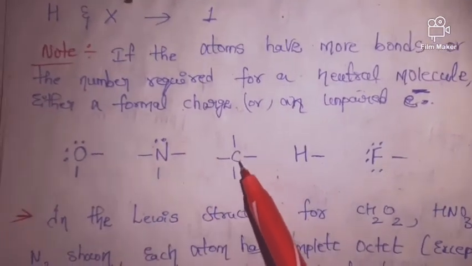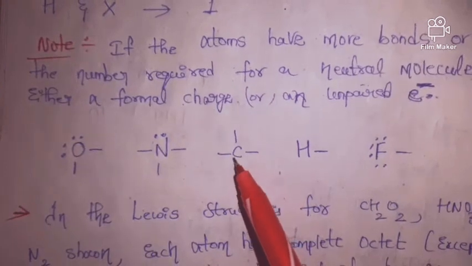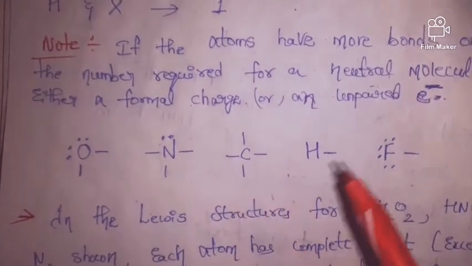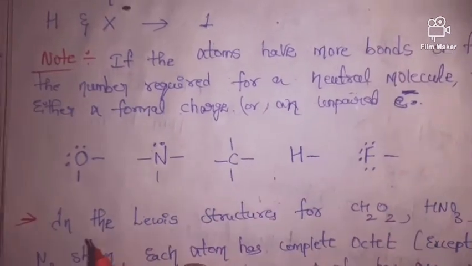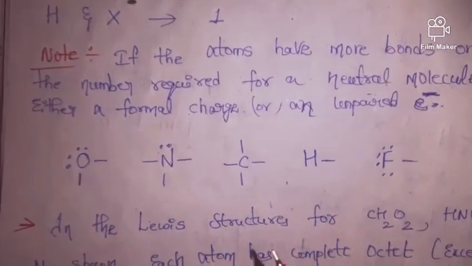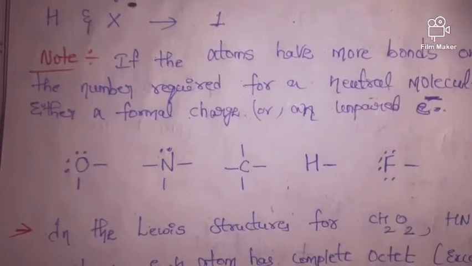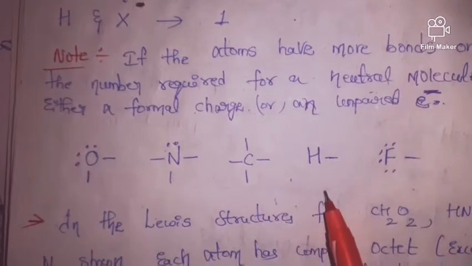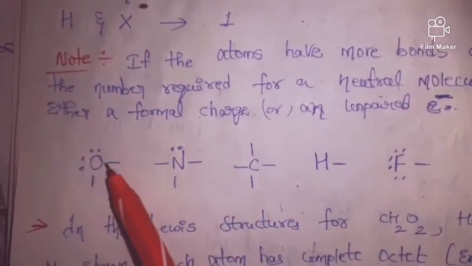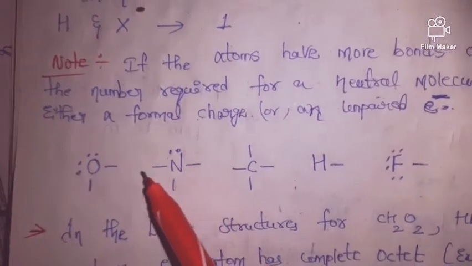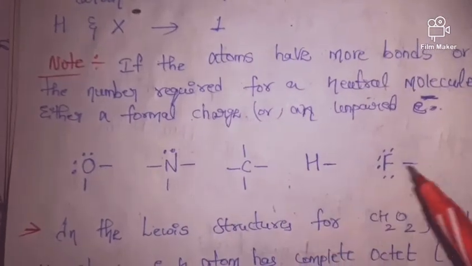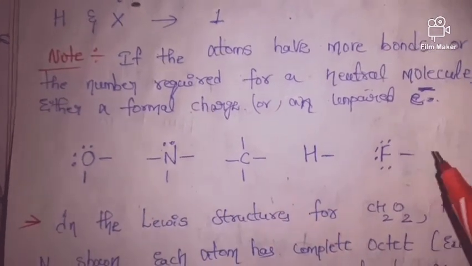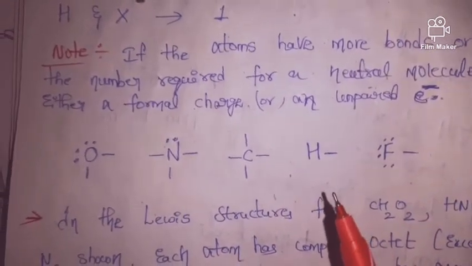Okay, next, carbon is able to form how many bonds? 4 bonds. Hydrogen forms a single bond, fluorine a single bond. So already we discussed the neutral atoms and the number of covalent bonds they are able to form: oxygen is able to form 2 covalent bonds, nitrogen can form 3, carbon can form 4, and hydrogen and halogens are able to form 1 covalent bond. So according to that we have to draw the Lewis structures.